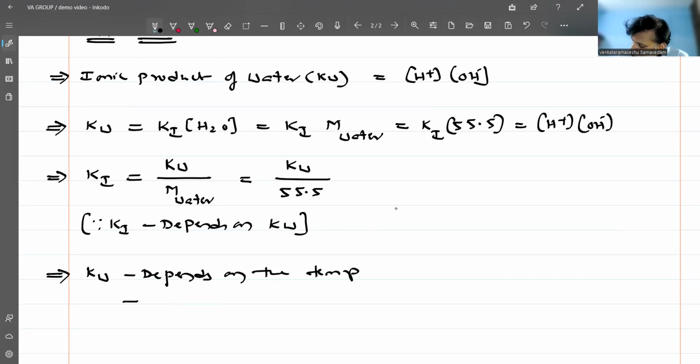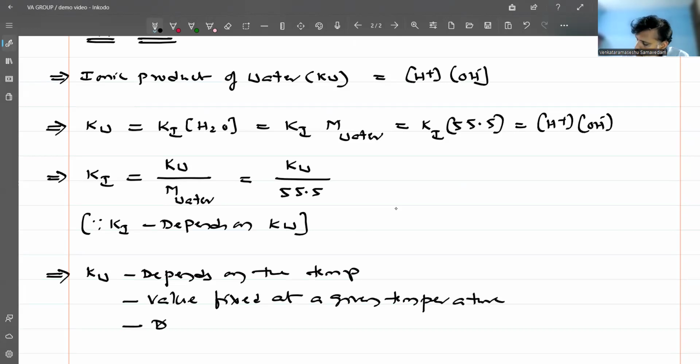So Kw is the Kw value. If I take the Kw value, it is fixed at a given temperature, but different at different temperatures. Its value is different at different temperatures.